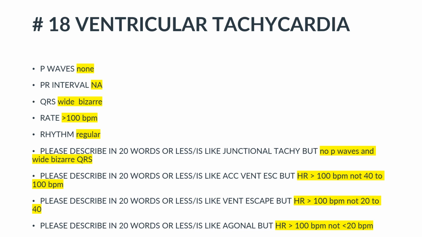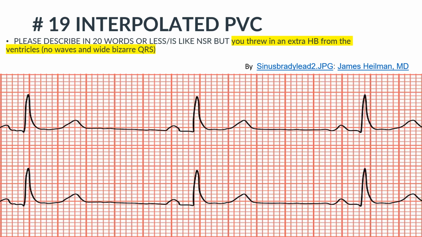That's the difference there. All right, so what is an interpolated PVC? Well, let's start off with a PVC. What's happening is your heart's going bump, bump, thump, right? So we had an extra heartbeat that came from the ventricles. So no P wave, no PR, right? And so we have the extra heartbeat from the ventricles. It's going to be a wide bizarre QRS. If you have 4 to 6 per minute, that's going to be occasional. If it's 4 to 6 or more, that's frequent PVCs, right?